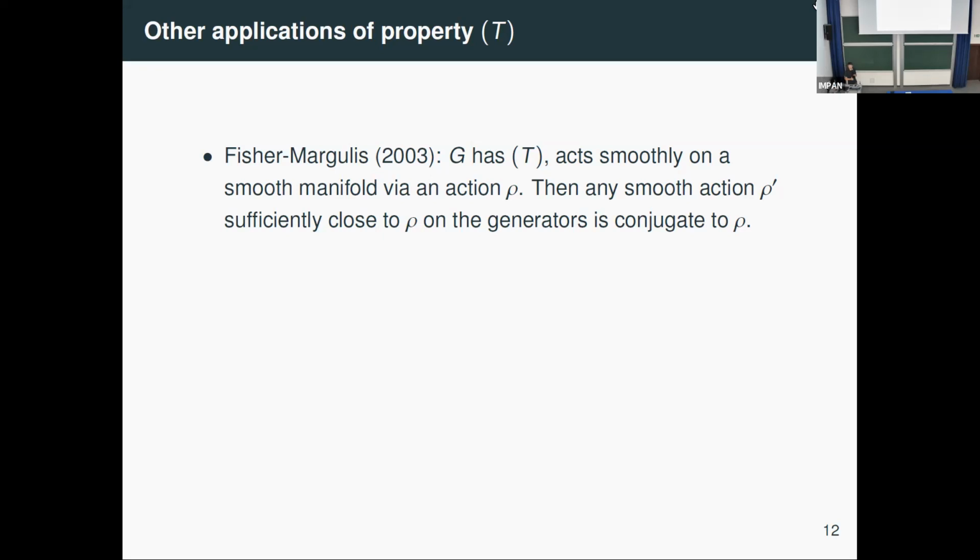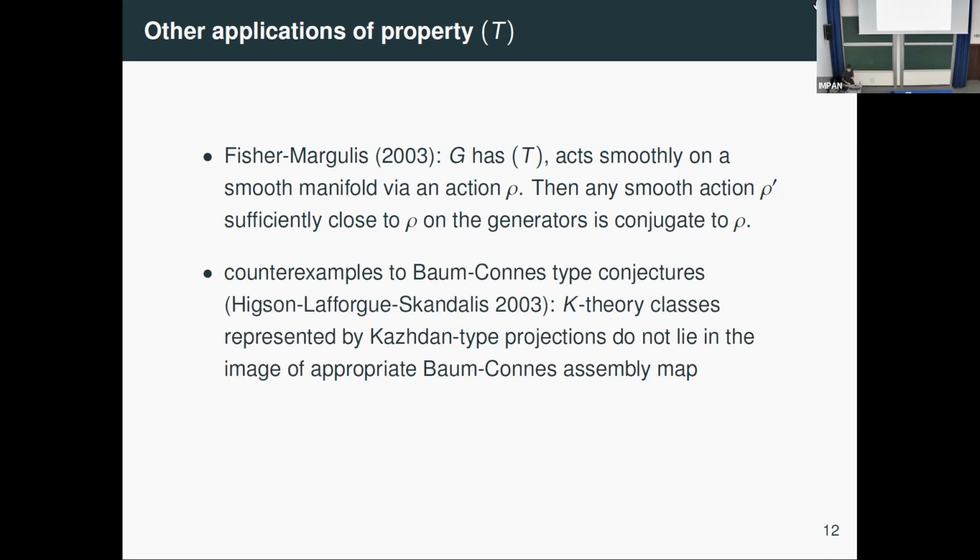And the reason for it is property T. The second application is to Baum-Kahn type conjectures. So the Baum-Kahn conjecture, whenever it's true, it's a vast generalization of the Atiyah-Singer index theorem. And I won't state the formulation here, the index map. So it's a certain index map from the cohomology of a certain classifying space to the K-theory of a certain sister algebra associated to the group.